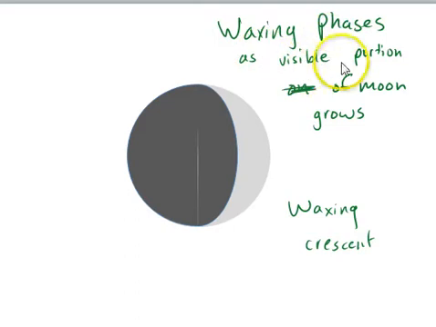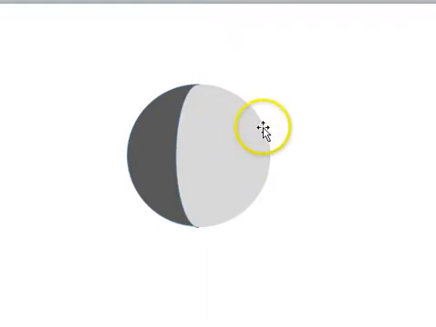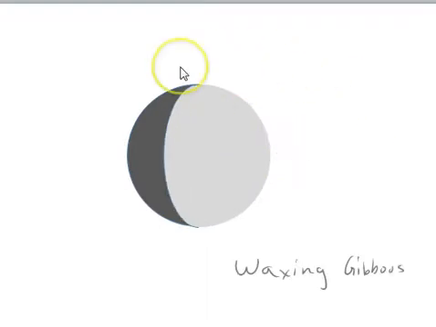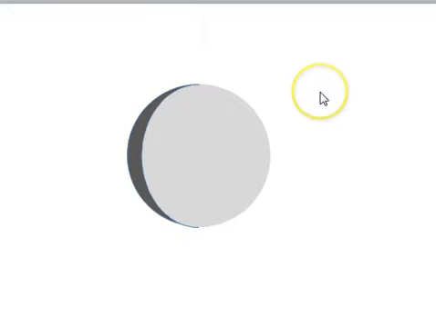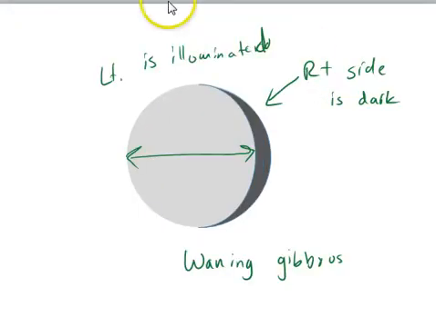The waxing phases are as the visible portion of the moon grows. So this is also a waxing crescent. You get your first quarter, and it continues to grow. This is a progression. It gets a little bit more each day, and even hour after hour, a little bit more of the moon becomes visible during the waxing phases. Then we go to a full moon. Then we have our waning phases. In the waning phases, the left side is illuminated first, and the right side is in shadow, and that shadow is growing. So here's waning gibbous.